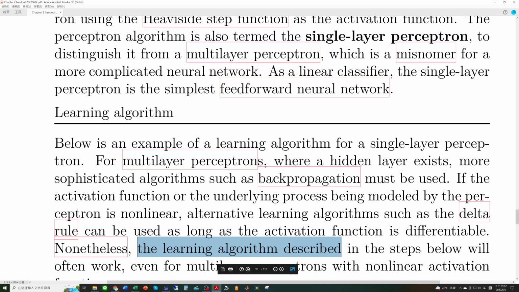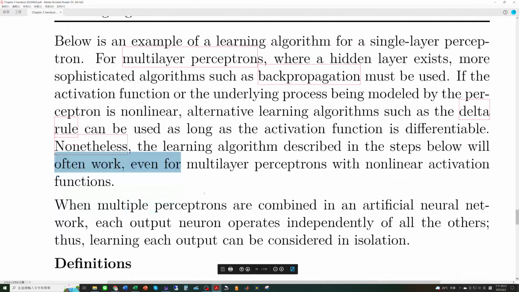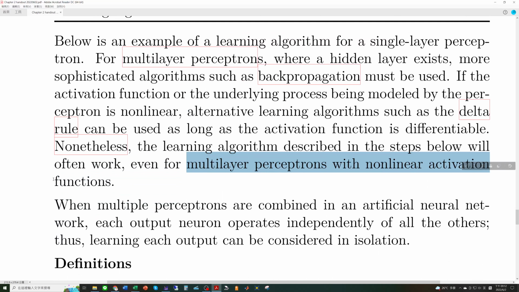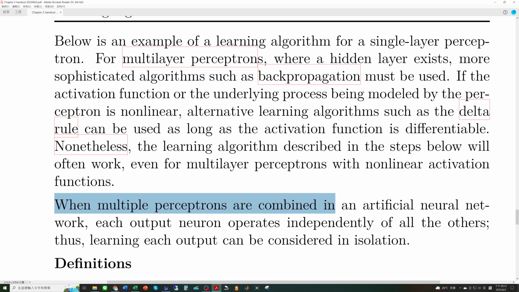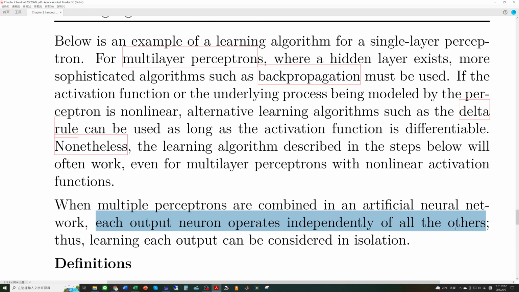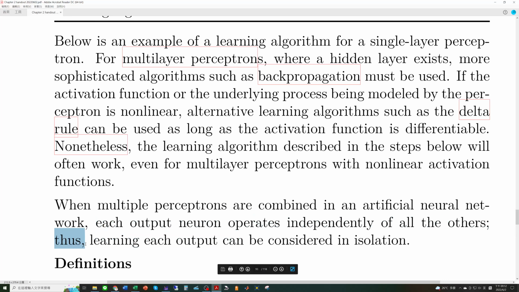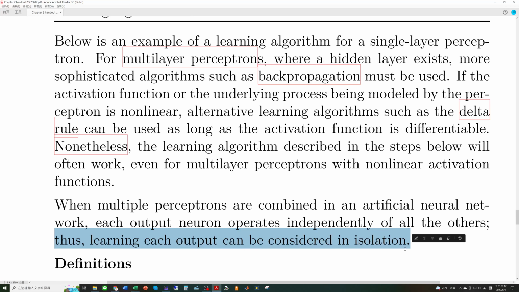The learning algorithm described in the steps below will often work even for multi-layer perceptrons with nonlinear activation functions. When multiple perceptrons are combined in an artificial neural network, each output neuron operates independently of all the others. Thus, learning each output can be considered in isolation.